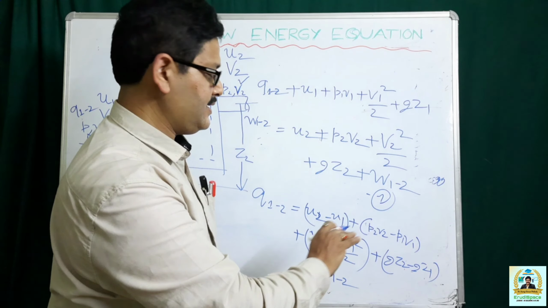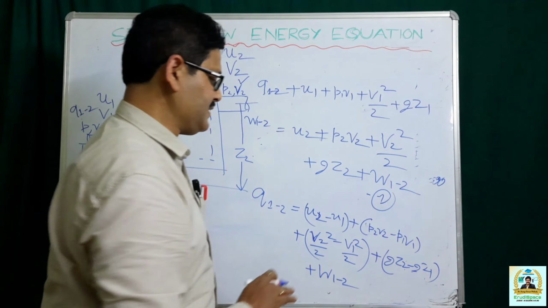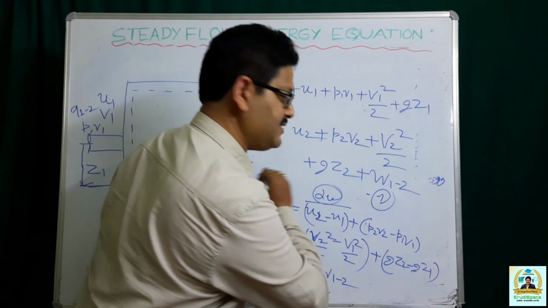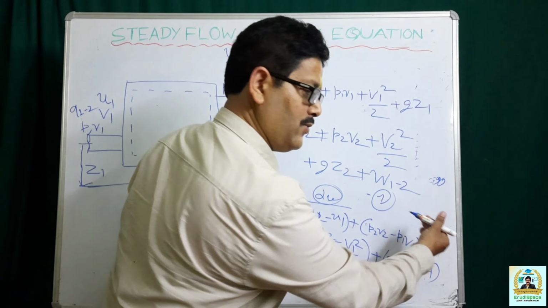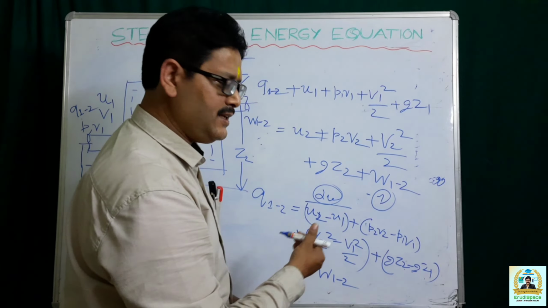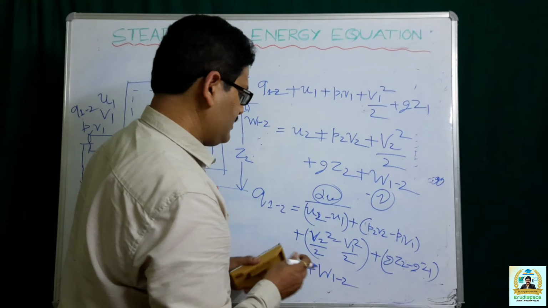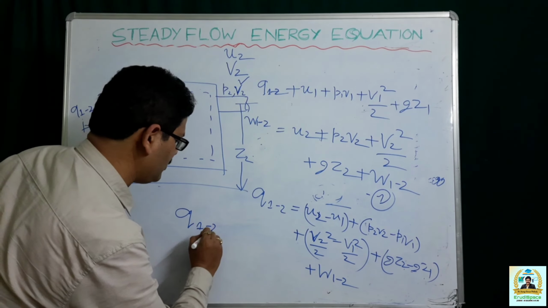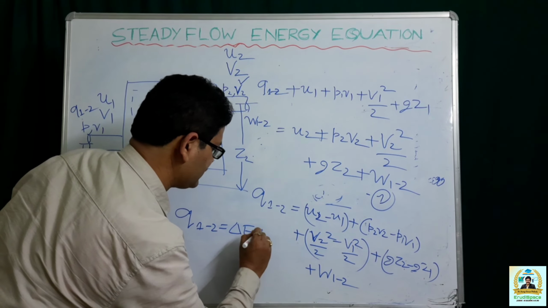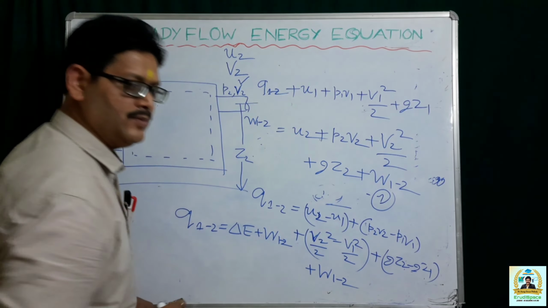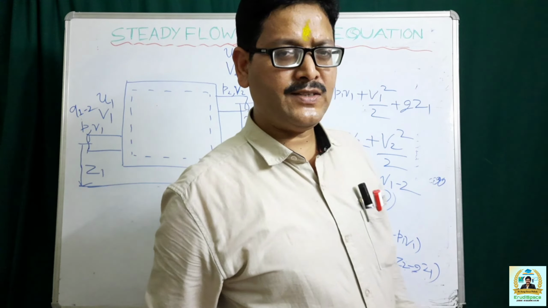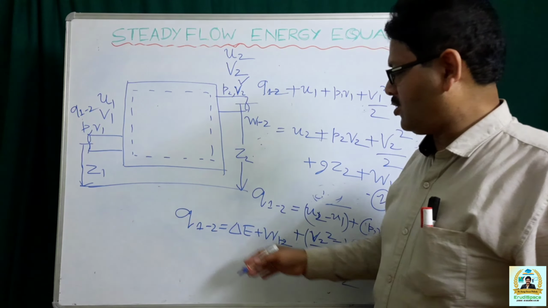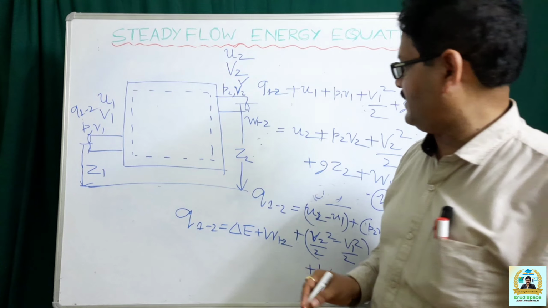All these are different forms of energy differences. This is nothing but your dU, that is the change in internal energy. Then this is your change in flow energy, change in kinetic energy, change in potential energy. So this can also be represented in the same way: Q12 is equal to delta E plus W12. That is something that we have discussed while discussing the first law of thermodynamics for a closed system undergoing a change of state. The same thing is happening in this case.